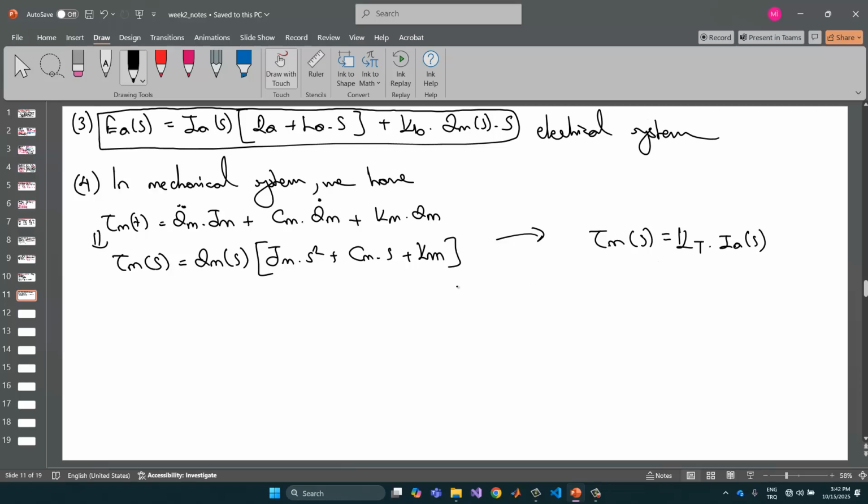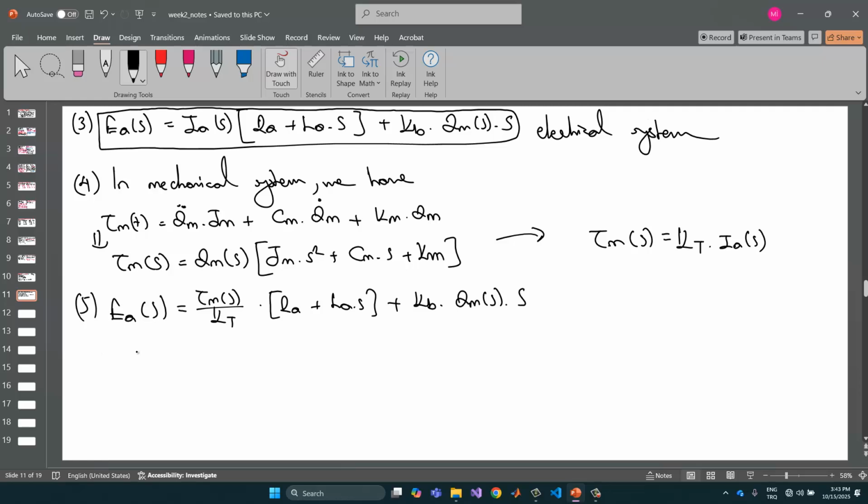And so, using this form, in equation 5, Ea(s) equals what? What's the formulation of Ia(s) right now? Torque Tm divided by Kt, right? You just put it in. And so Tm is divided by Kt, times Ra plus La s, right? Plus Kb times θm(s) times s, right?